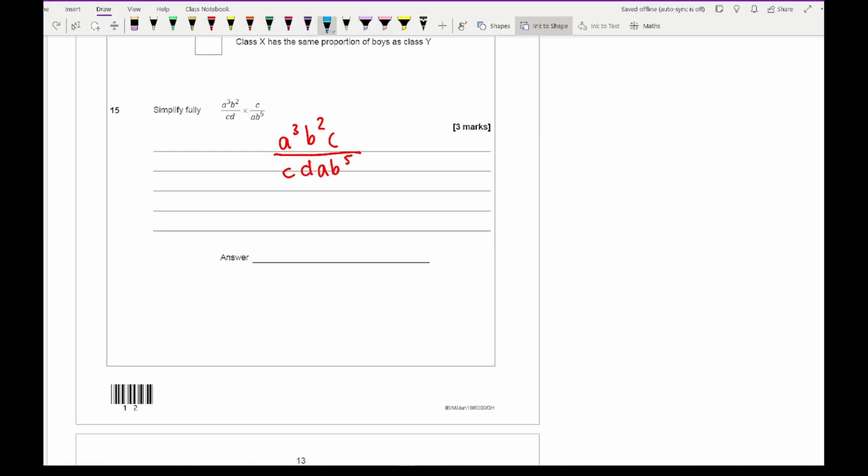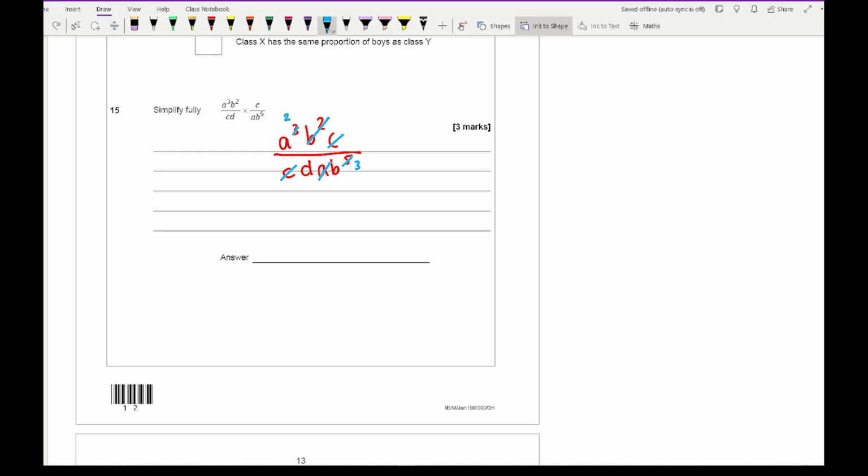So let's look at the a's first. You can only cancel letters if they appear on both the top and the bottom, and then you want to take the smaller number away. So here I've got 3 a's at the top, but only a single a at the bottom, so if I take an a from the bottom, I'm left with 2 at the top. B's, I've got 2 at the top and 5 at the bottom, so if I take 2 from both sides, I'm going to end up with 3 at the bottom. The c's cancel because I've just got a single c, and the d's don't cancel because I've got none on the top. So what have I got left?